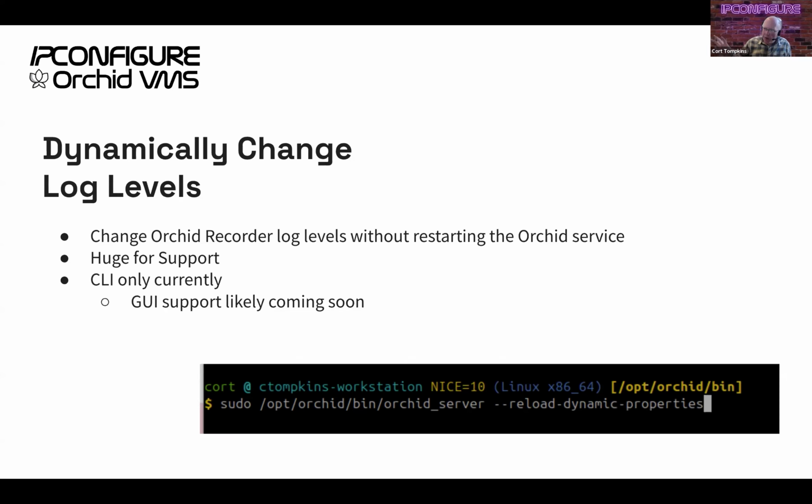So if we have to change those Orchid log levels to get more information out of the system, we might lose 10, 15, 30 seconds of video while the service is restarting. We really don't like that. So beginning with the 25.12 release, we now have the ability to tell Orchid to dynamically reload certain configuration settings without having to restart the service. So we can get Orchid to change what it's logging and the verbosity, the amount of detail in its logs, without having to restart the entire recording service. So we have continuous recording throughout that entire period.